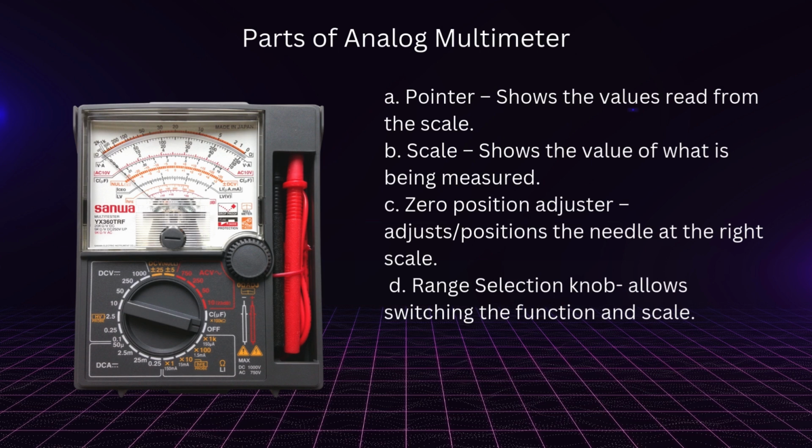Number 1. Pointer. It shows the values read from the scale. Number 2. Scale. It shows the value of what is being measured. Number 3. Zero position adjuster. Adjusts or positions the needle at the right scale. Number 4. Range selection knob. It allows switching the function and scale.